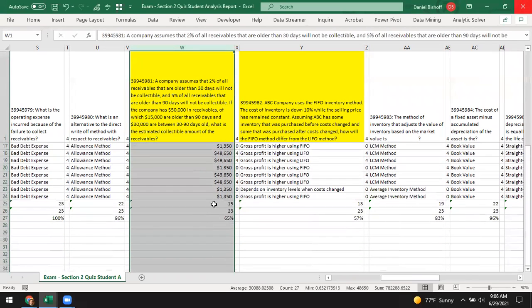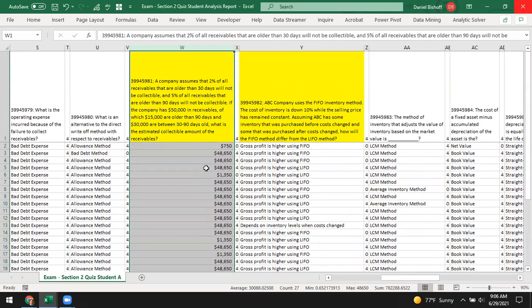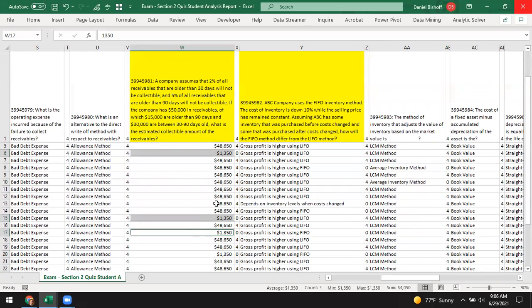The first question that was missed quite often was this receivables question. Almost everybody missed this question because they didn't read carefully. The question asks for what is the estimated collectible amount. Almost everybody that missed did the uncollectible account. I'm not going to go over that because almost everybody got it right. It's just a matter of reading.